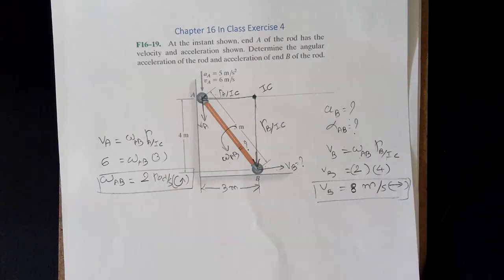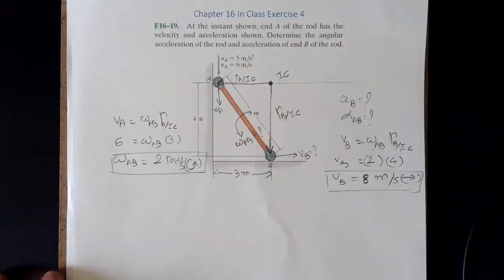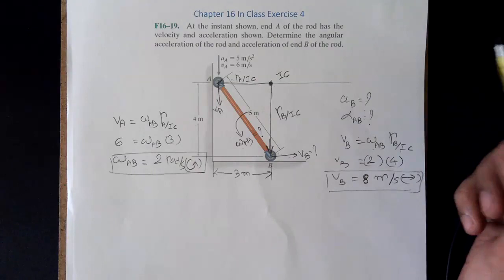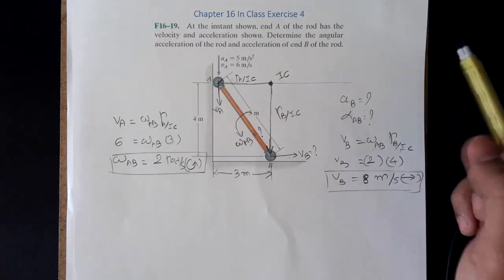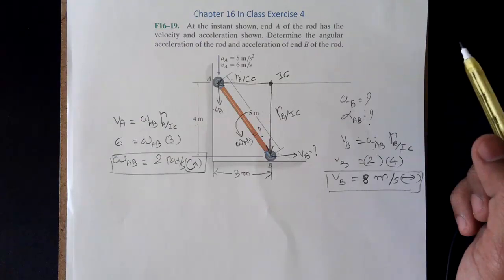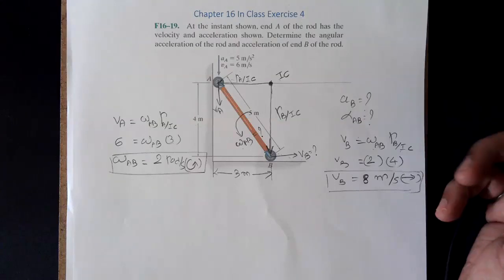So this is in class chapter 16, in class exercise 4. We have half solved this problem with the instantaneous center of zero velocity concept. So we will now finish this problem and calculate the acceleration values. So I read the problem once again. At the instant shown, end A of the rod has velocity and acceleration shown. Determine the angular acceleration of the rod and acceleration of end B of the rod.